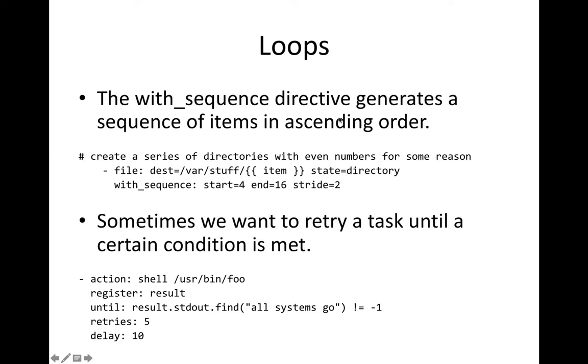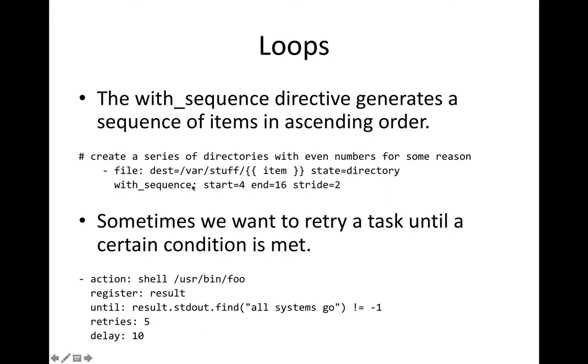You can use the with_sequence directive to loop over a set of tasks, and it's essentially generating a sequence of tasks automatically for us. Here's an example where we want to run a task using the file module. And this file module is going to create a directory. So you can see it says state equals directory. The directory it's going to create is called /var/stuff, and then we're passing in a variable called item. And this is a special variable that's being created for us by the with_sequence directive.